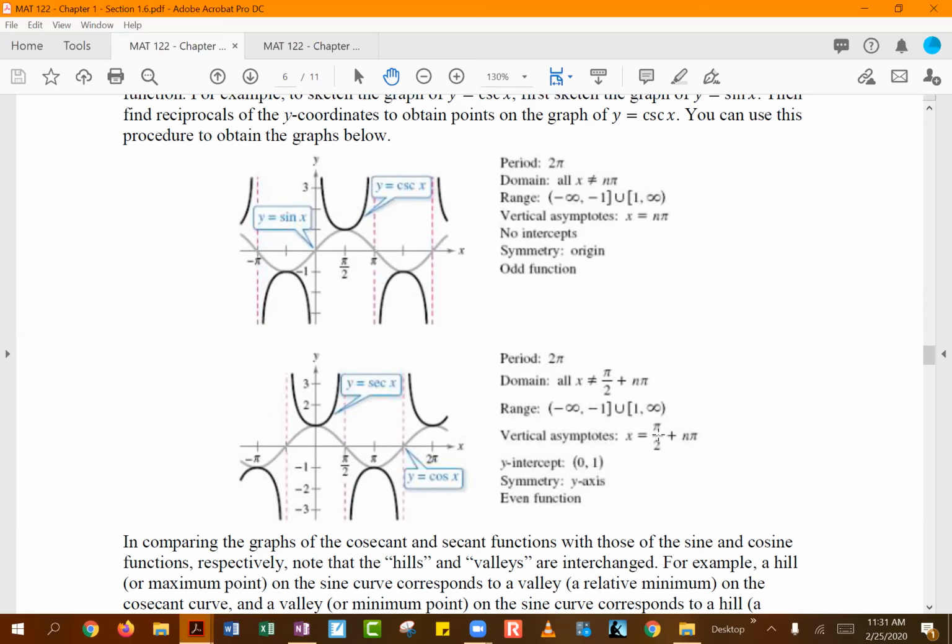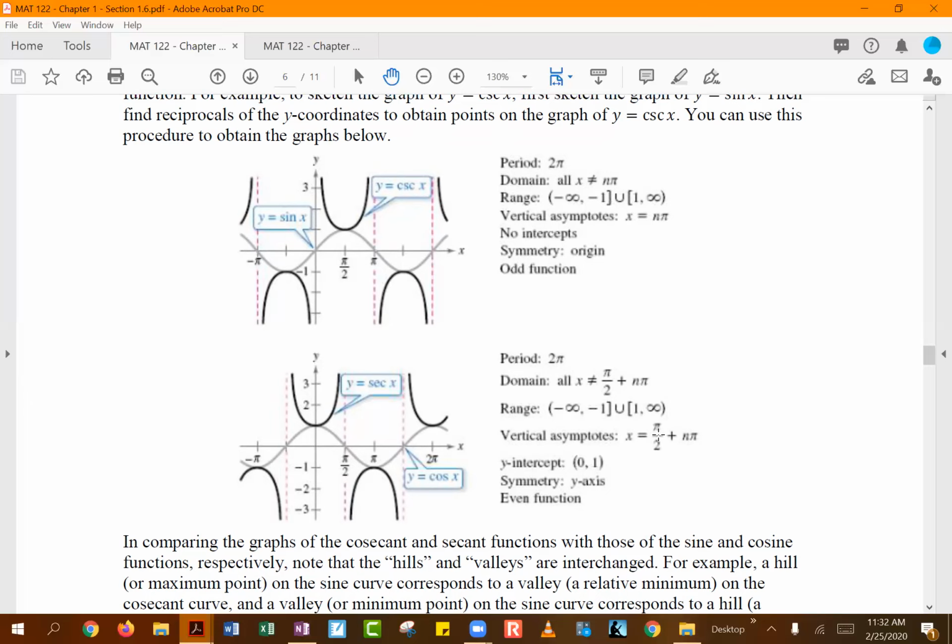And then again, you can see right here for our cosecant function, sine has 2 pi period, so that will also be 2 pi for the cosecant. Your domain in this case, of course, is all real numbers except all those places where you're going to see the vertical asymptotes, so that's n pi. Range, and of course, this is using the idea of just sine of x and cosecant of x.